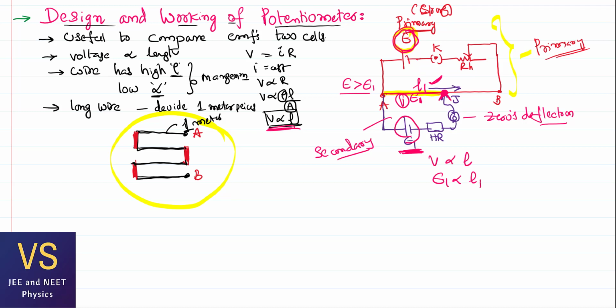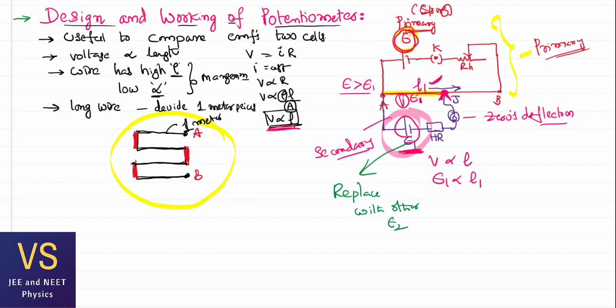Now what we do is, we remove this cell E1, and replace that E1 with the other cell that you want to compare, that is E2. Now let us repeat the experiment.